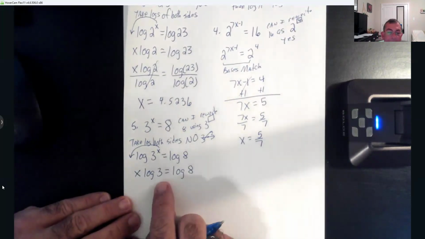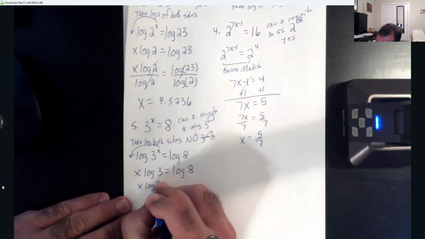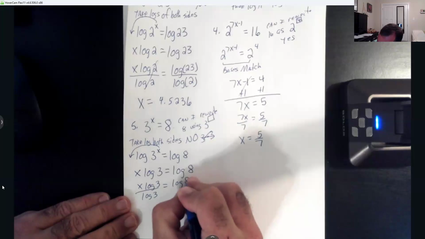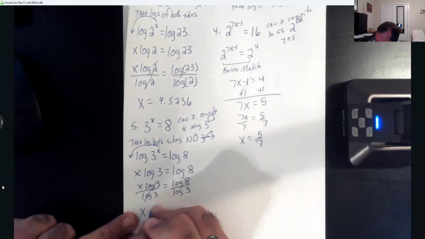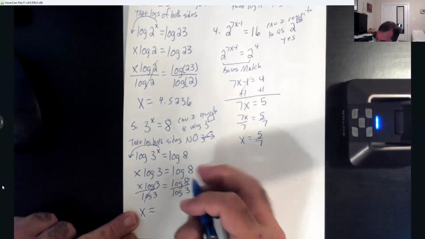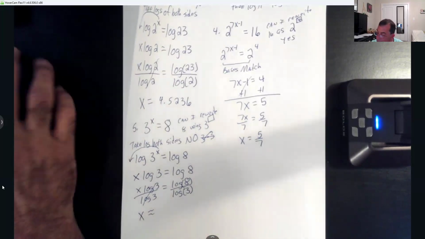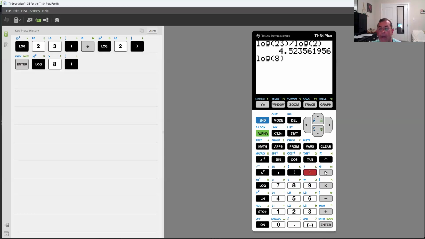So y'all remember my last step, divide both sides by log 3. So those will cancel, get my x. Remember, close the parentheses on that one. So y'all, let's go see. We got log 8 divided by log 3. So log 8 divided by log 3.